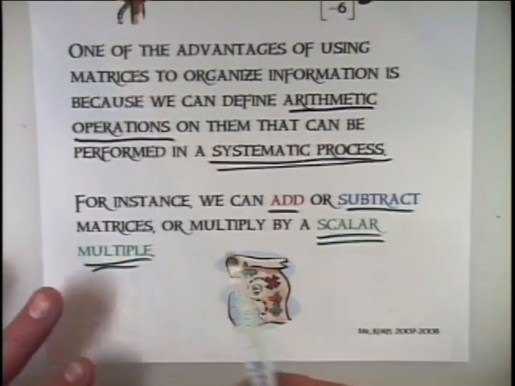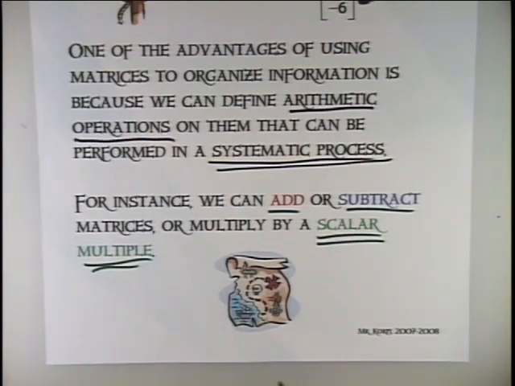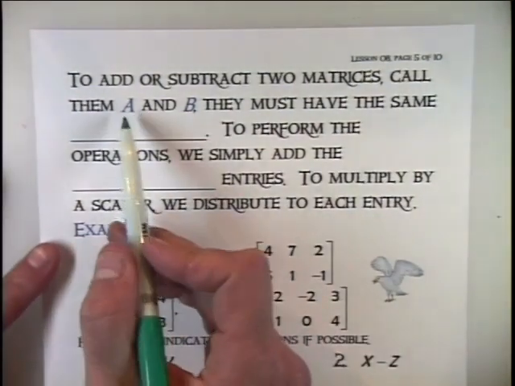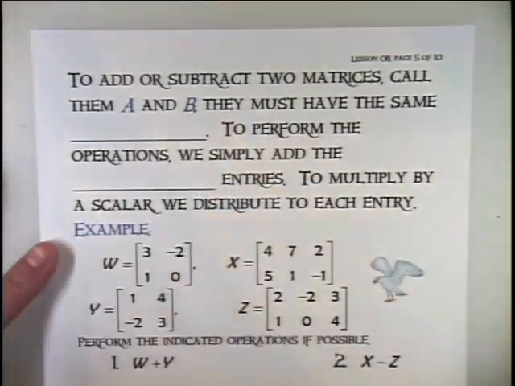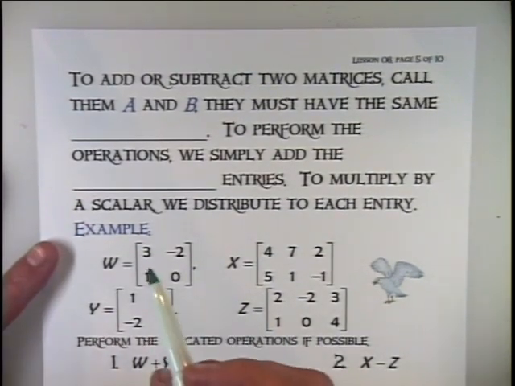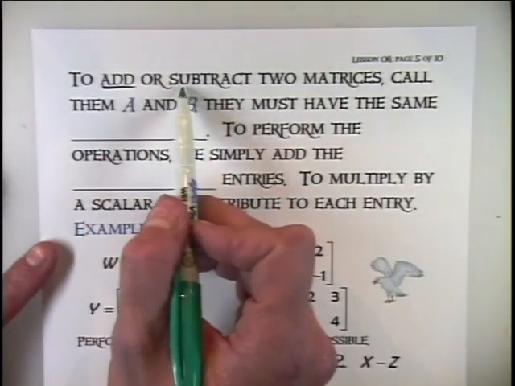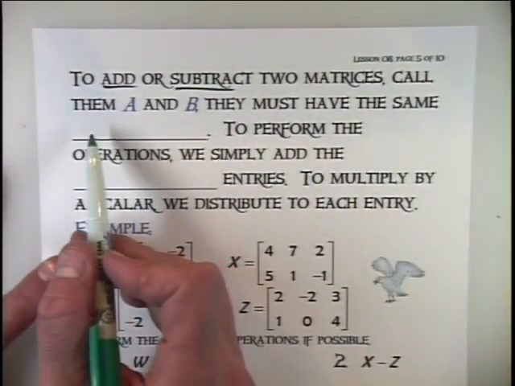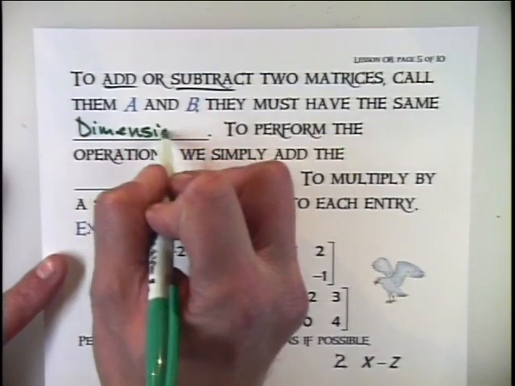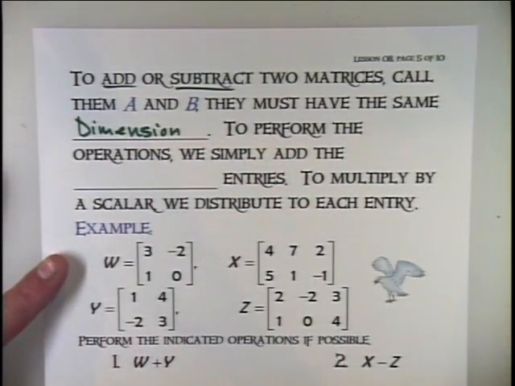And a scalar multiple is just like the number 5. We can multiply a number times a matrix. And that's what we're going to do right now. So how are we going to add or subtract two matrices? Well, let's call them capital A and capital B, two matrices. In order to add two matrices or subtract two matrices, it doesn't really matter, they must have the same what? Well, they must have the exact same dimension. They have to be at the same size, the exact same size.